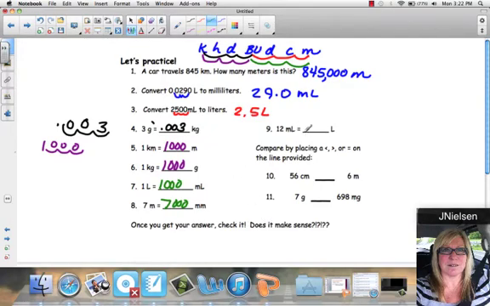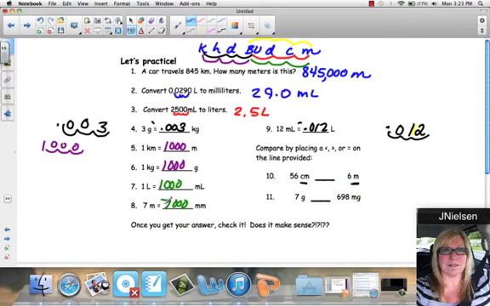And in 12, we're going from milliliters, 1, 2, 3, to liters. We're going 3 to the left. So if I have 12 and my decimal's here, 1, 2, 3, my answer is going to be 0.012 liters.